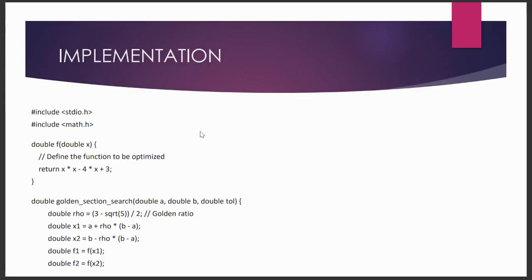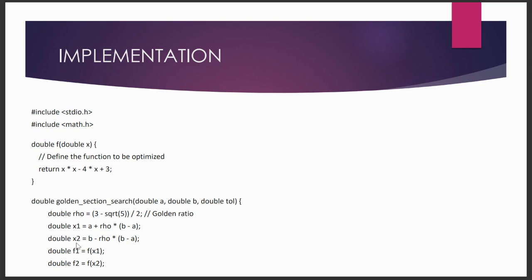Implementation of the golden section search method in C++ is here. Initializing the program, defining the objective function. x square minus 4x plus 3 is the objective function we have taken. The floating points are double. First, initializing the golden ratio, 3 minus root 5 by 2.